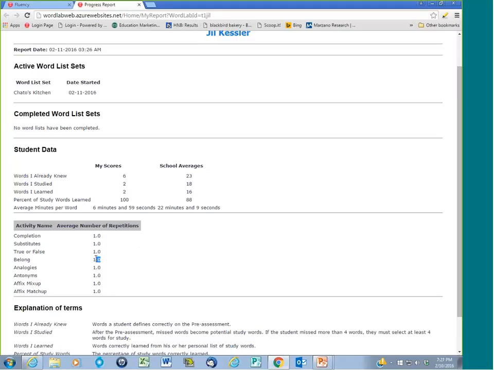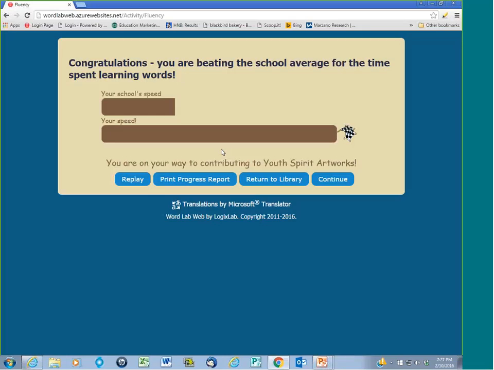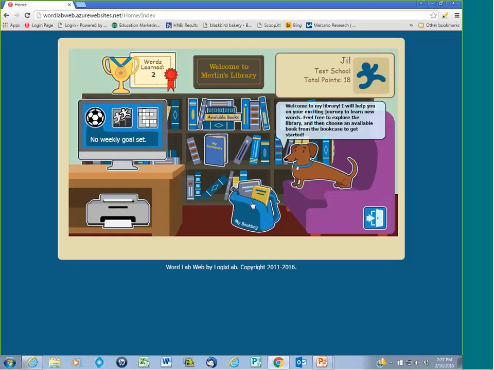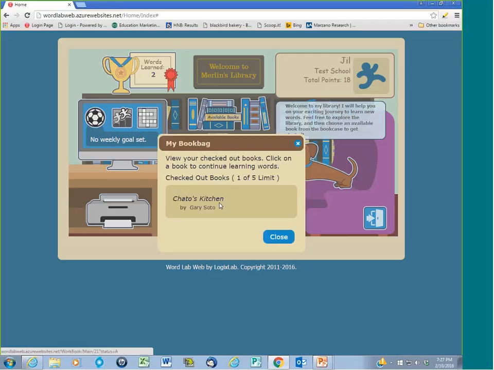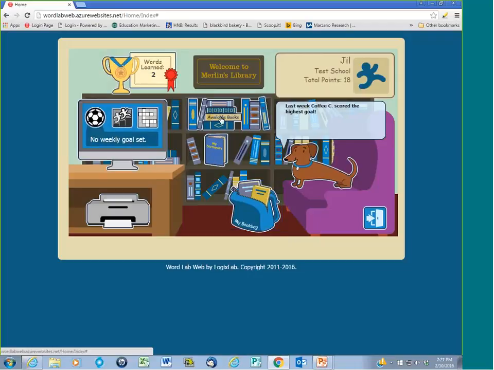If I had trouble with "belong" and I had to repeat it two or three times, that would have showed up. So somebody who wanted to help me might be able to know then that I need help in that. Now I'm going to return to the library, and you can see here that there's the book I started. I can keep going on that, or I can choose a new book.